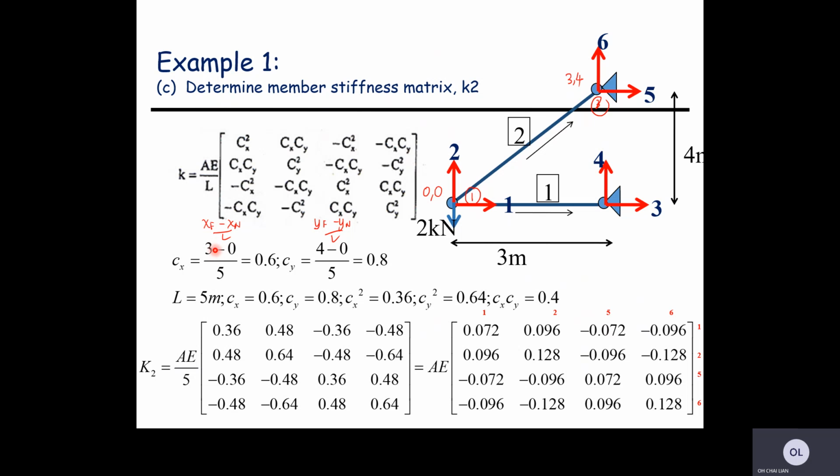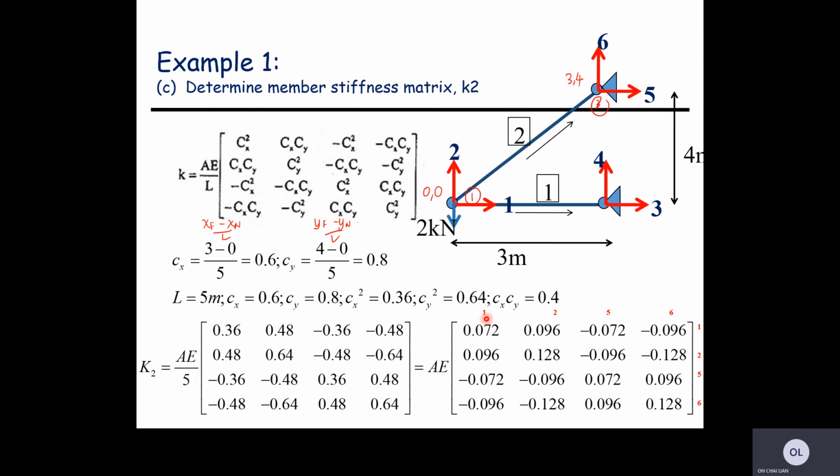So for element number 2, x at the far end is 3, x at the near end is 0. 3 minus 0, and the length is 5 meters. You get 0.6 here. And then for Cy, you have at the far end the y is 4, and at the near end is 0. So divide by the length 5, you get 0.8. So you continue to get the Cx squared, Cy squared, CxCy, and put it into the template. So you can see that the 5 here, AE over 5, the 5 also needs to be put in the matrix.